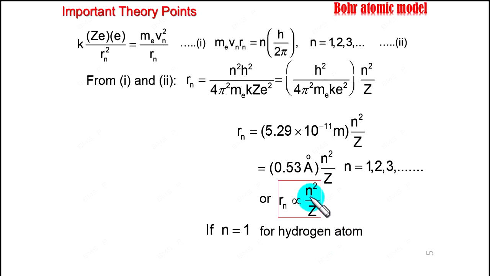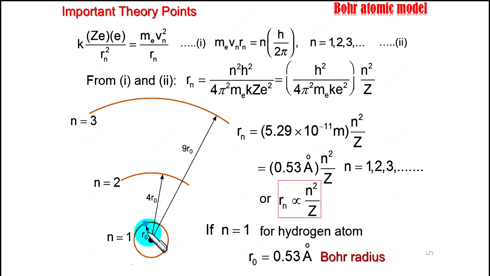For the hydrogen atom we know Z equal to 1. So, r_n equal to 0.53 angstrom, and this value is called the Bohr's radius, right. And we know this is proportional to n square. That means for n equal to 2, the radius corresponding to rotation of the electron is 4 times. For n equal to 3, this is 9 times.